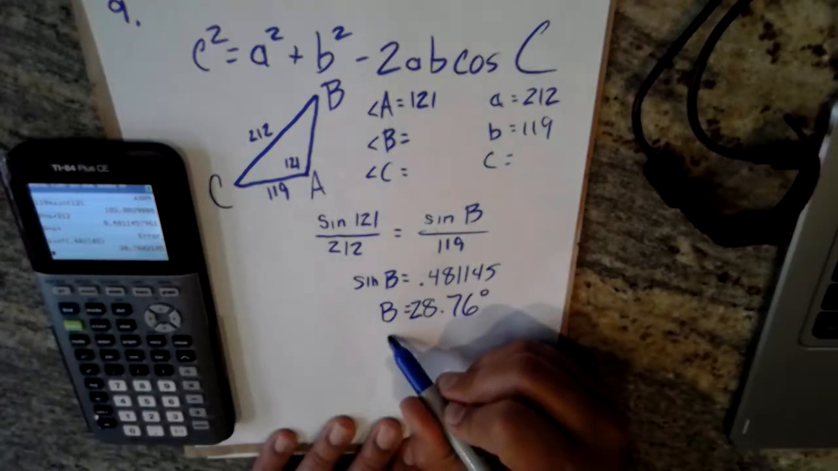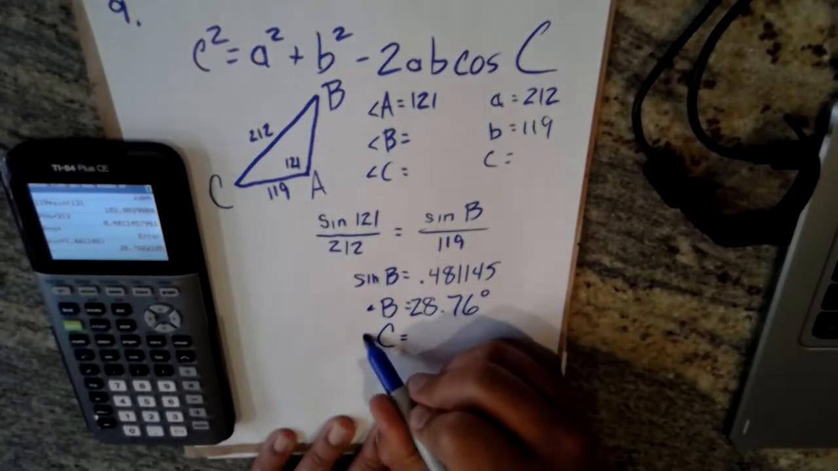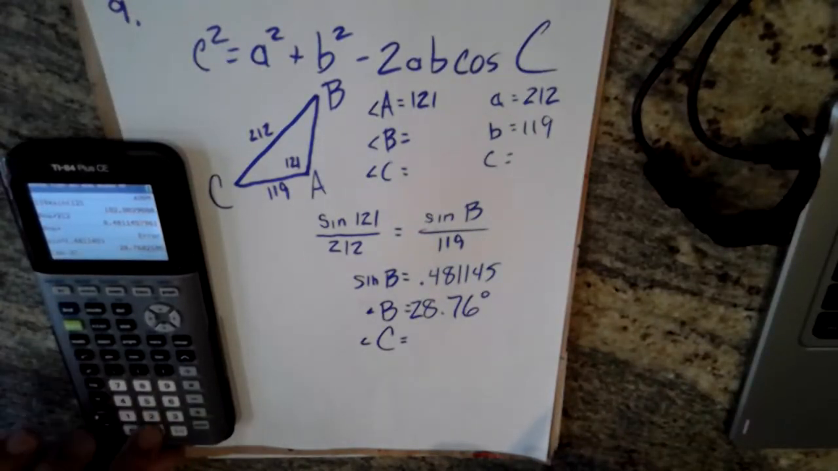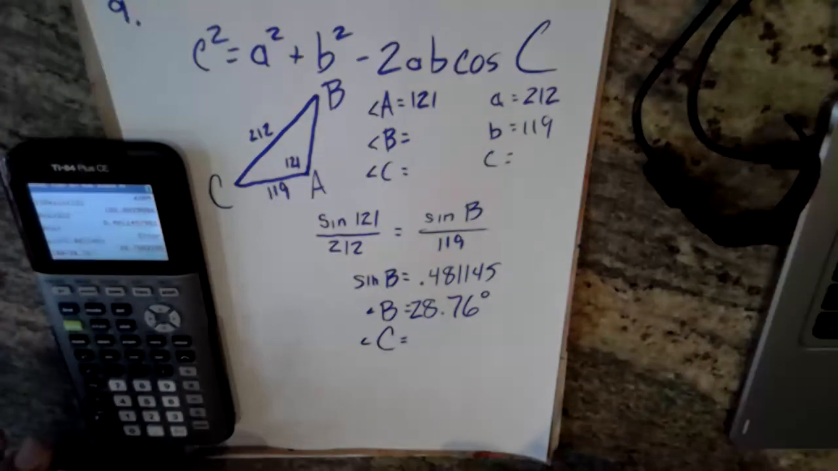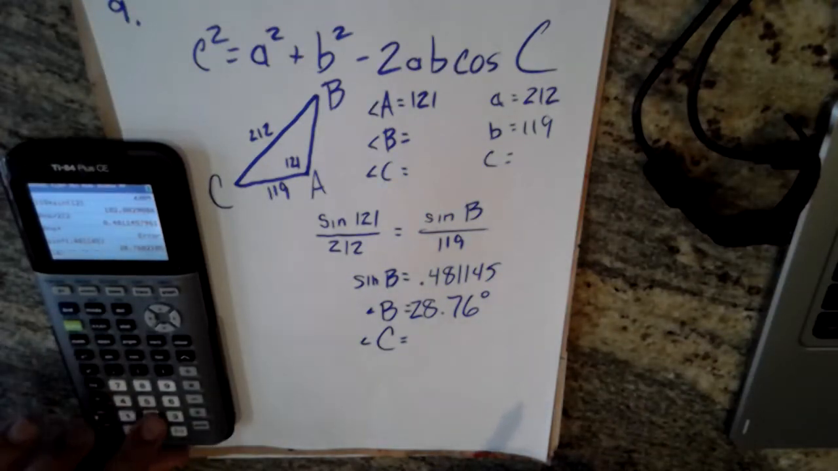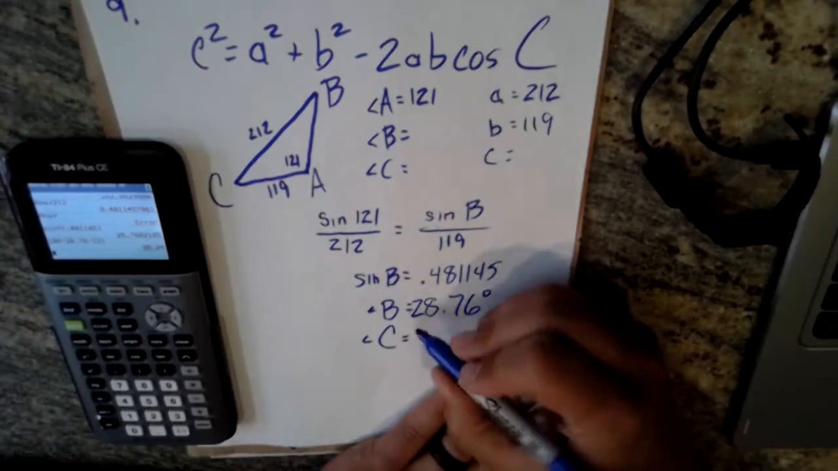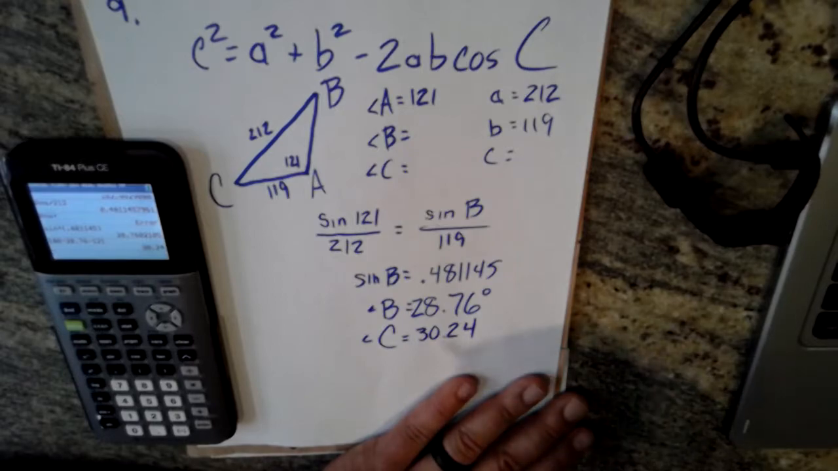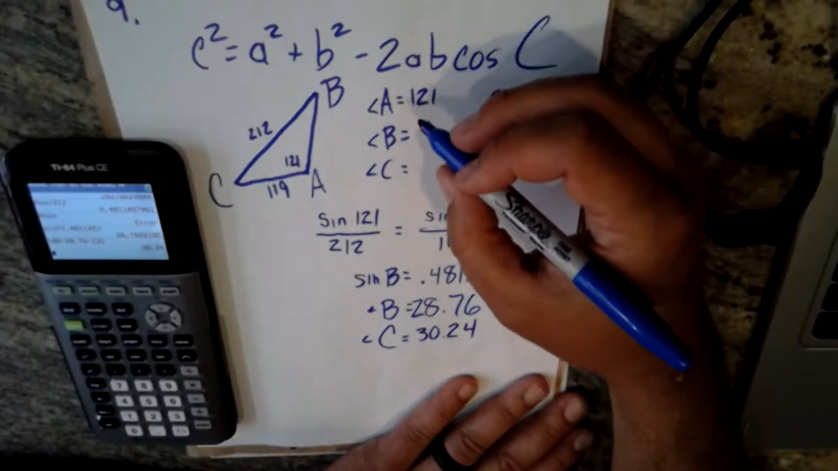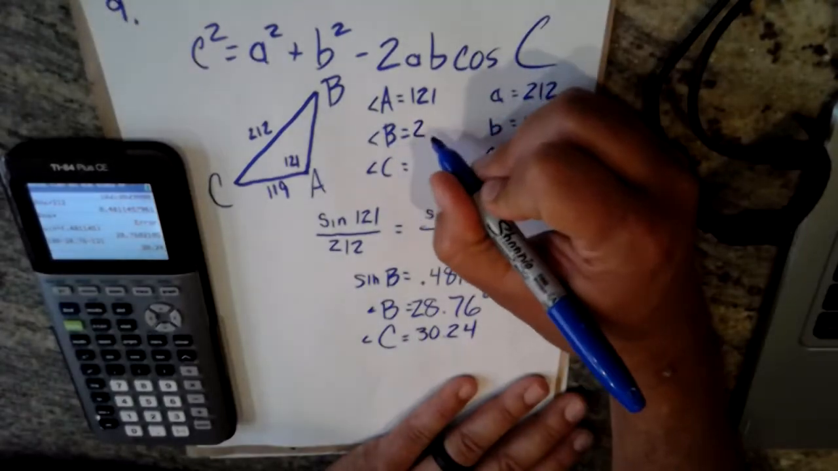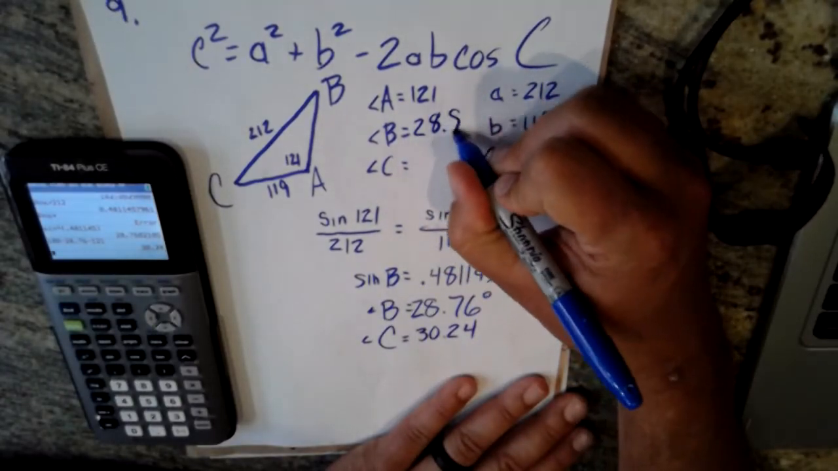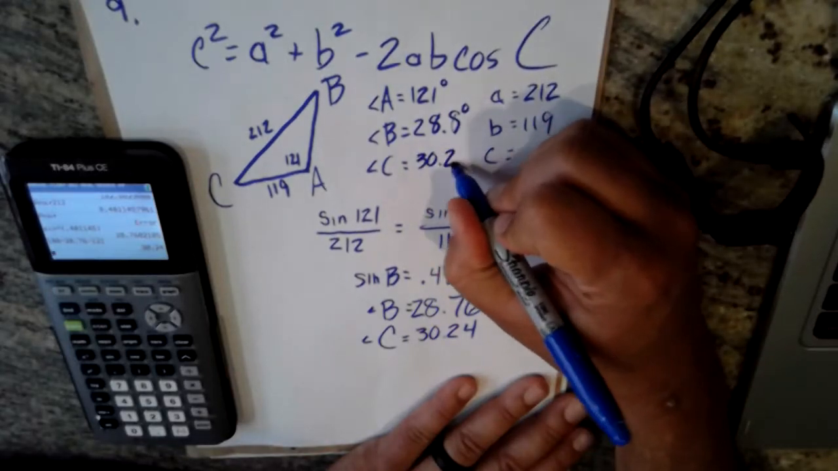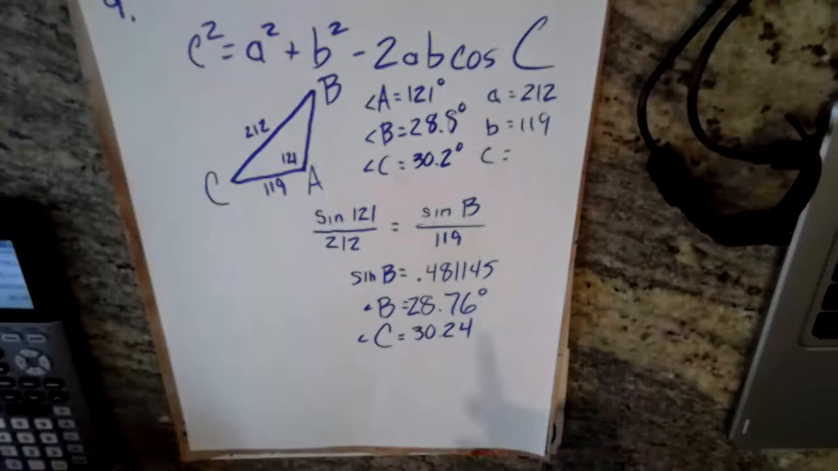So then I got angle C. I'll do 180 minus 28.76 minus 121. And that's going to give me 30.24. I think it says to round it. I forget what we're rounding it to here. So I'll just call this 28.8 degrees and 30.2 degrees. And now I can find side C.